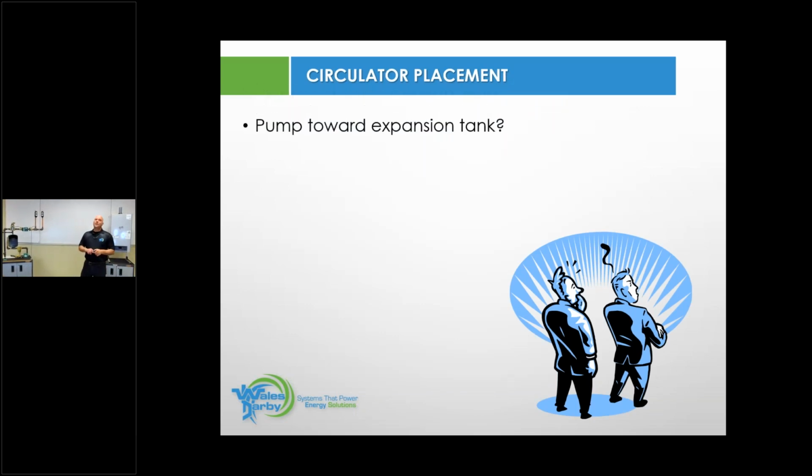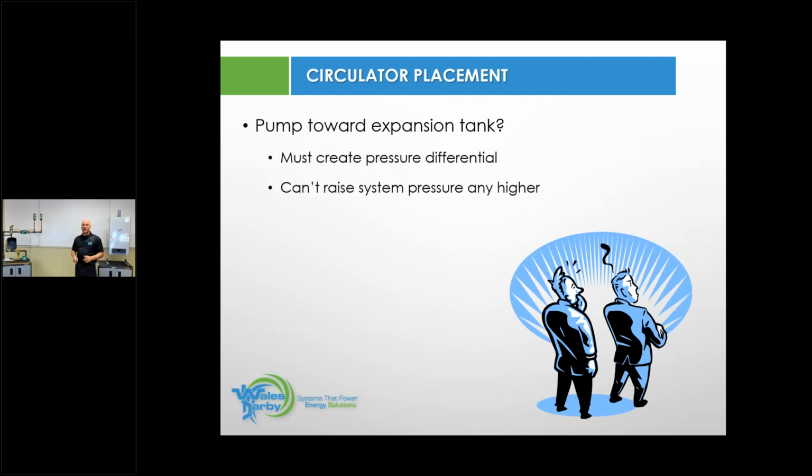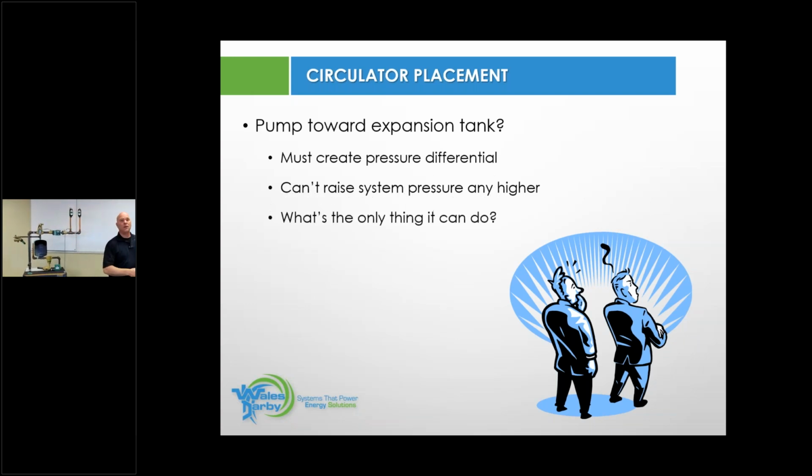So, pump toward the expansion tank. That's a question, right? You must create a pressure differential. That's all we do with a circulator. Here we have a 007E. All we're looking to do is create a pressure differential from the inlet side to the outlet side. We have to create that pressure differential to make the water move through our system. Okay?